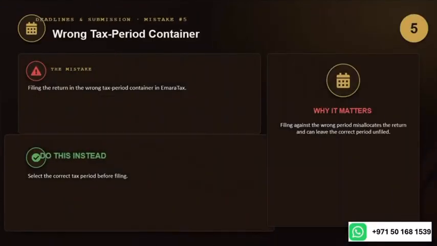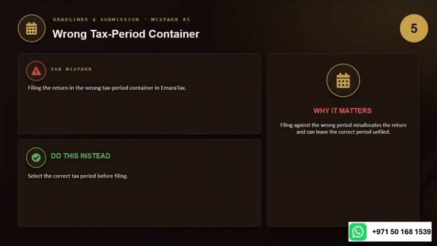Mistake number 5 is filing in the wrong tax period container in EmaraTax. This misallocation can lead to unfiled returns. Always select the correct tax period before filing to ensure accuracy.